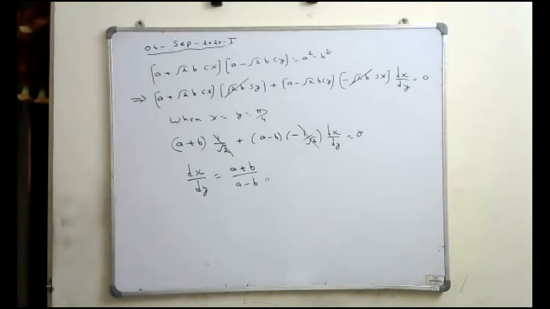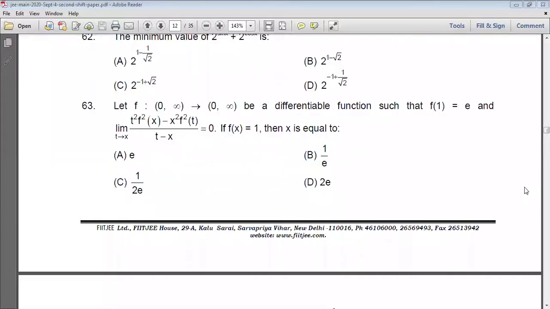Next, look at the next problem. Observe problem number 63. f maps (0, infinity) to (0, infinity), a differentiable function such that f of 1 is equal to e. Then what is the limit value of this function? You can consider this a common problem of limits and differentiation. This was also asked in the 4th September second shift.